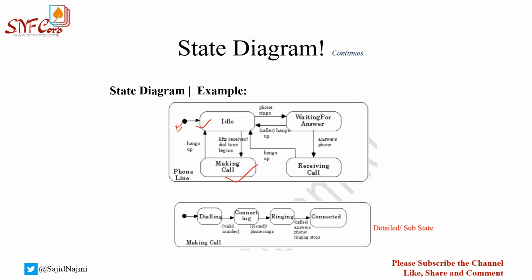Now, as I said, we can have subsets of the state diagrams. We have a main category, we can have a child category, and we can have smaller categories or detailed states. You can always do that. It all depends on what the business needs.